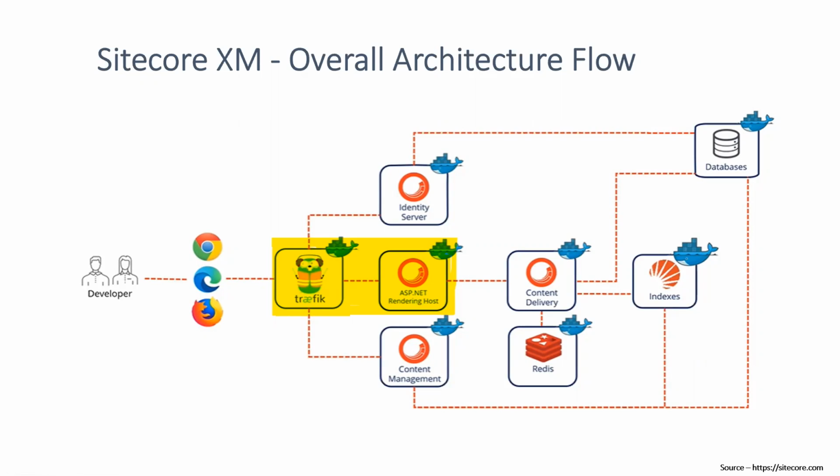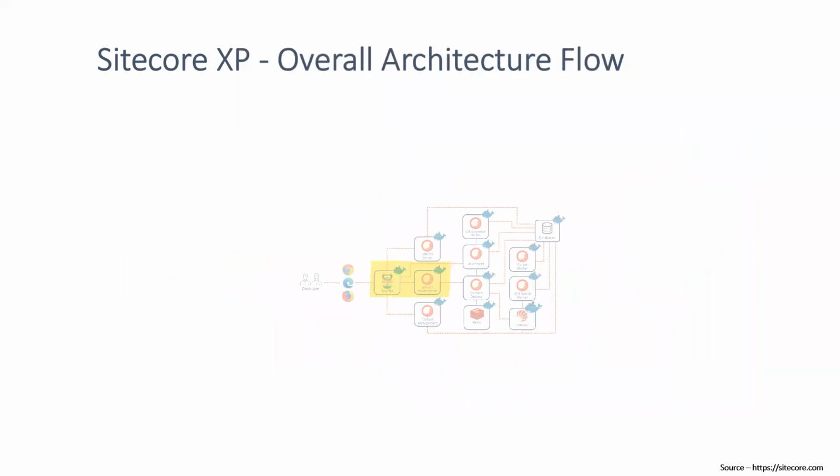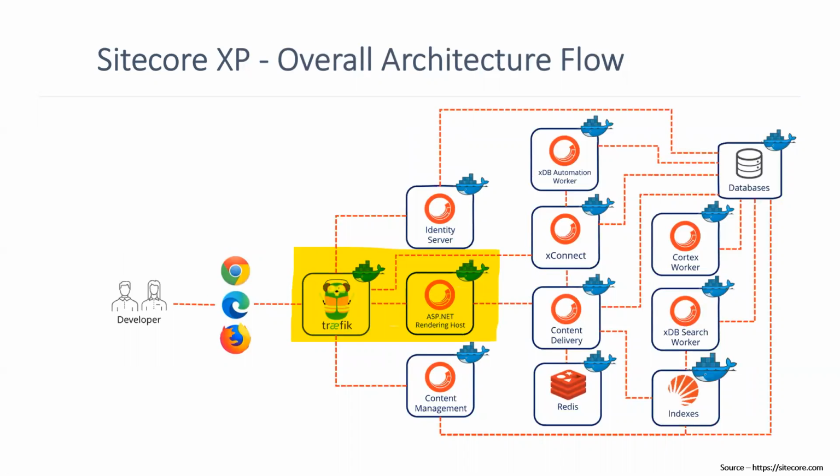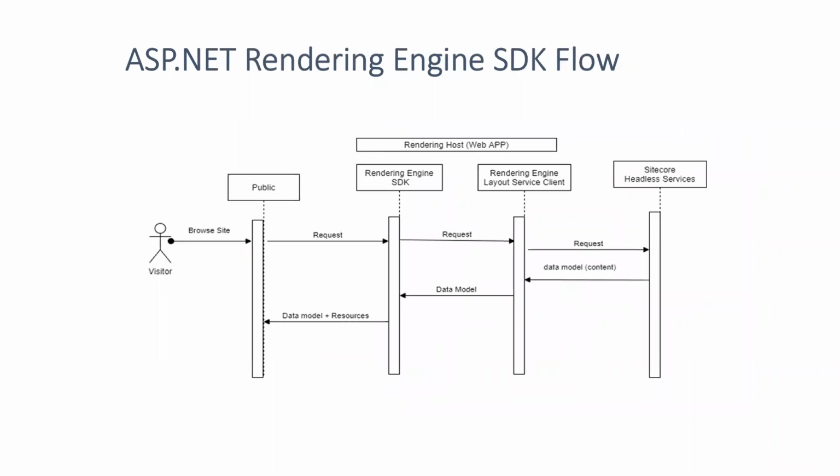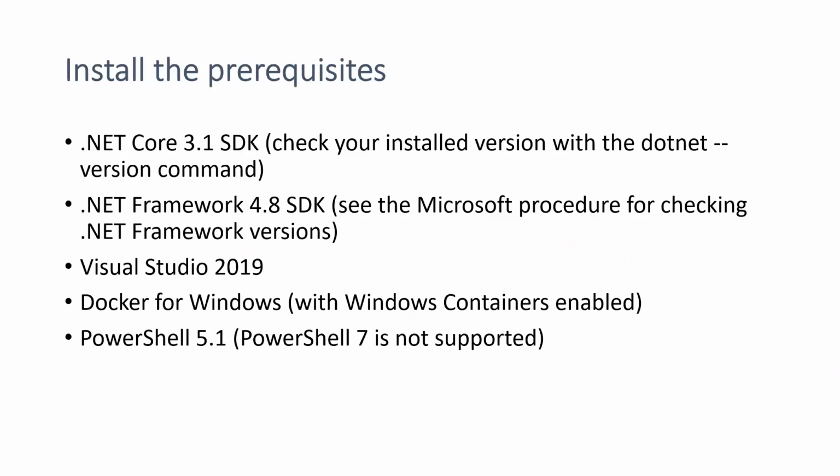This is XM, and it's the same thing with XP. It's a different architecture, but the flow would be the same. The ASP.NET rendering host will sit on top of the content delivery server. This is the flow of how the request comes in, and here the rendering engine SDK will mix the content and the layout, and then show it to the end user.